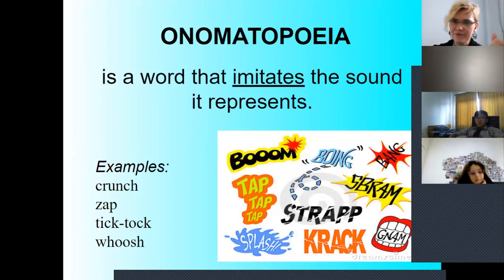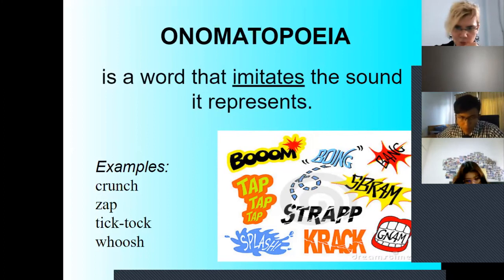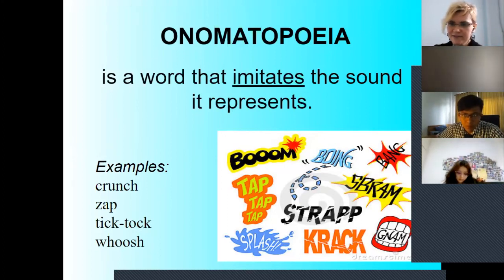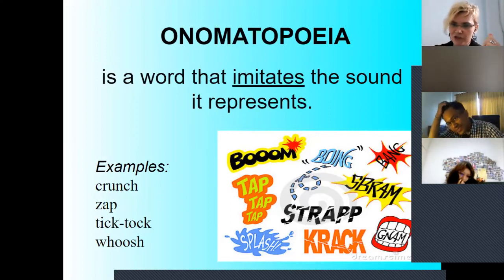To build imagery, we use sensory details, those that go into the senses of sight, smell, taste, hearing, and touch. And we've got figurative language. Onomatopoeia is figurative language. Onomatopoeia are sound words. How would you write to pronounce a sound? The door cracked. Crack, crack, crack. Tick tock, whoops, zap, crunch, bang. Those are sound words.